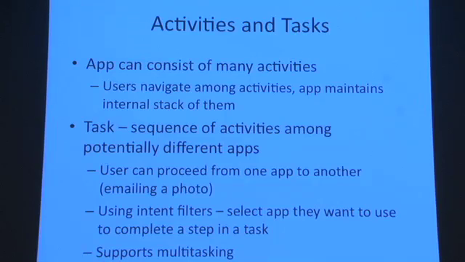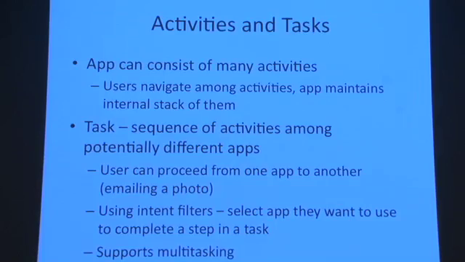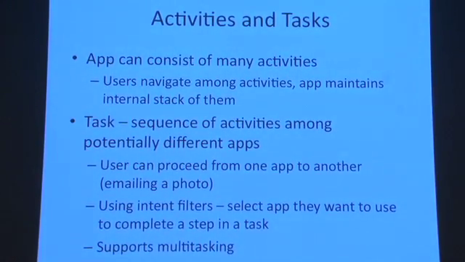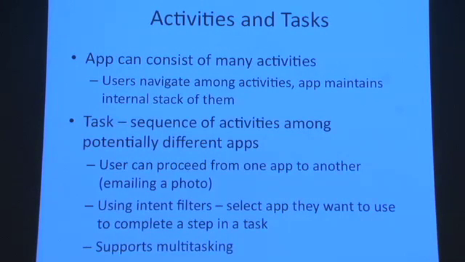A task is a sequence of activities amongst potentially different apps. A user can proceed from one app to another. An example of this is emailing a photo. When you take a photo or look in your gallery for a photo to email, that's the gallery app, and then you go to the mail app to email this photo in the end. And you can also use intent filters, so you can select the app they want to use to complete a step in a task. When you have the Android manifest file, which we can look at later, there's actually an intent filter.